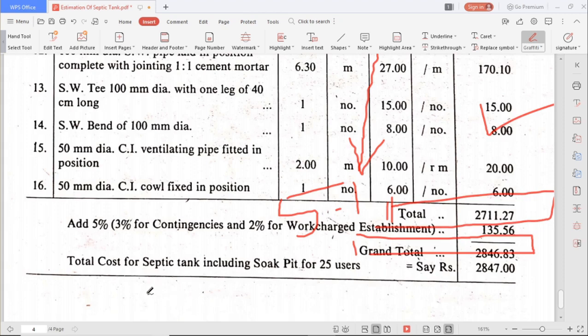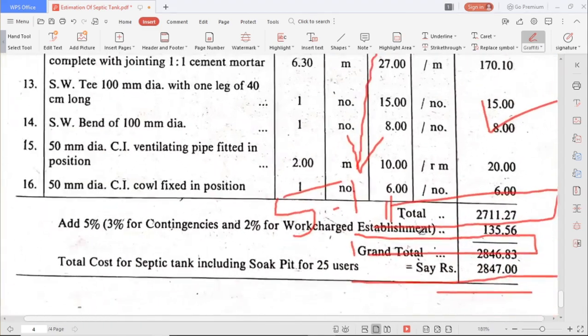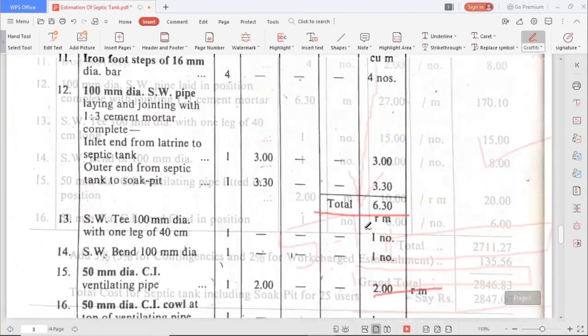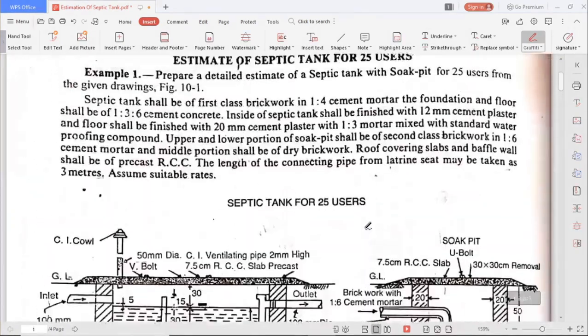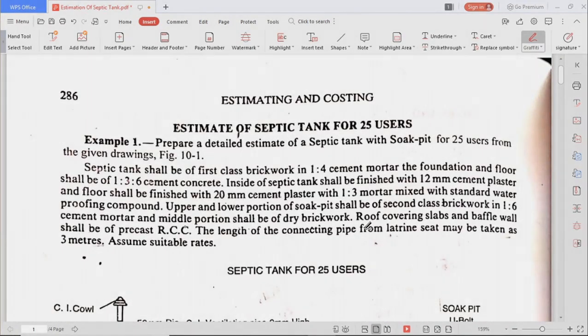This was the total cost for septic tank including soak pit for 25 users, say 2847 was the cost. So this was the method for estimating the septic tank for 25 users. Thank you.